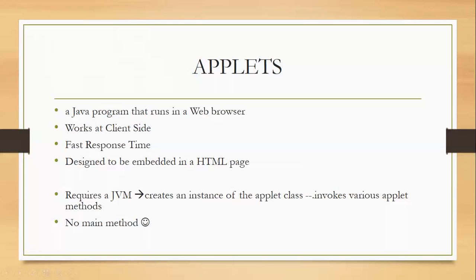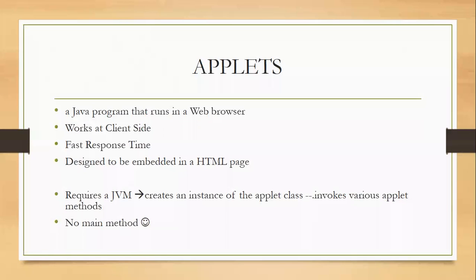We'll go on to a new topic called Applets. Applets are Java programs which do not have a main method. As you all know, your usual Java programs have the main method, that is thread number one, and that is what is executed. In applets, you will not have a main method, and the applet normally runs in a web browser.